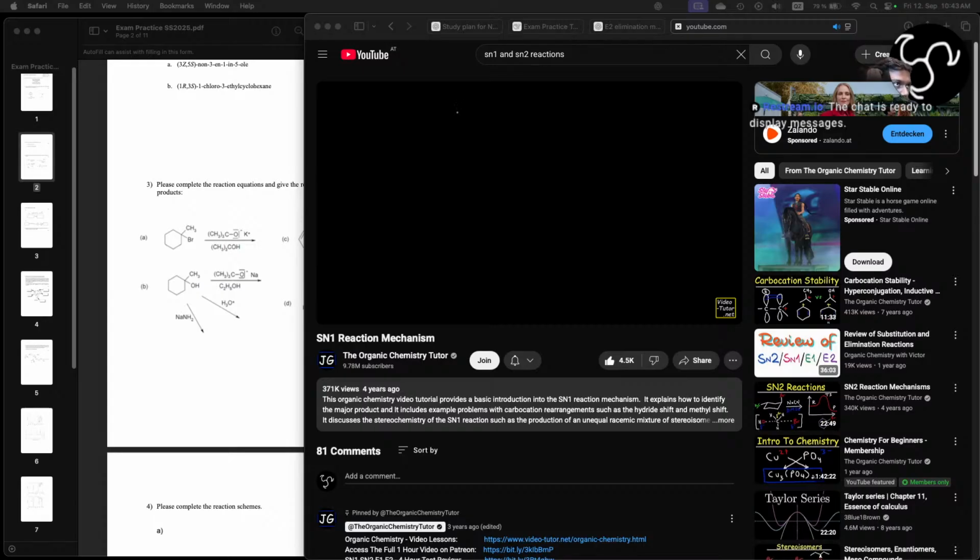Now, let's move on to our next example. So here we have 2-iodo 3-methylbutane.